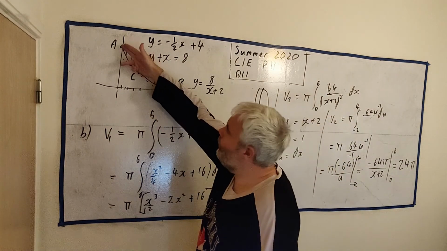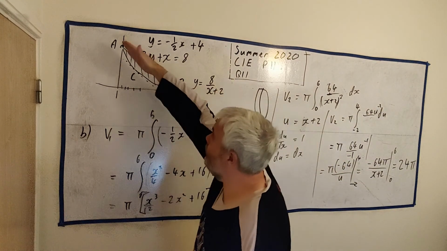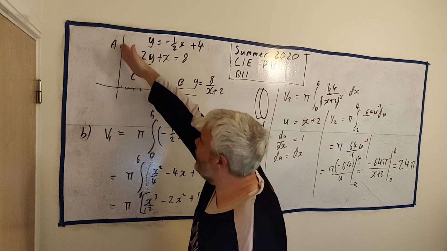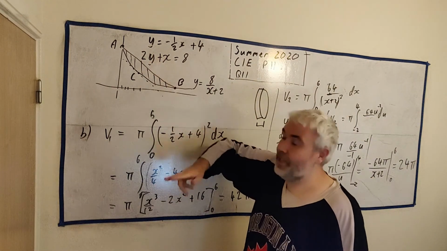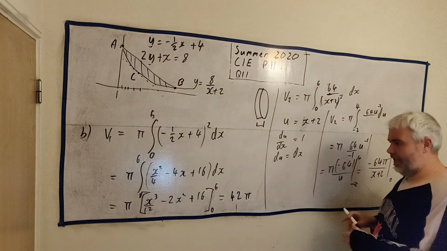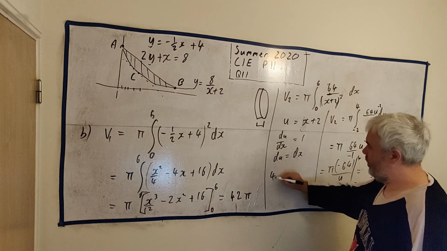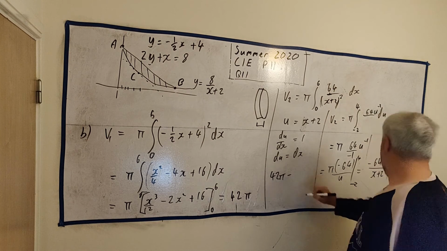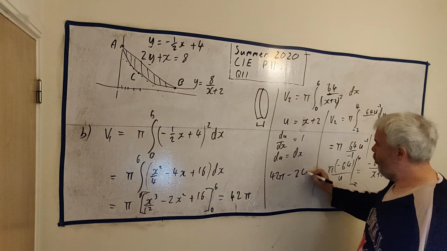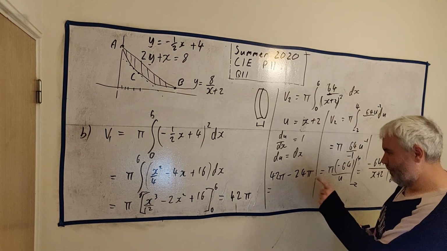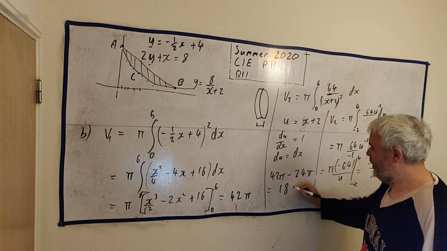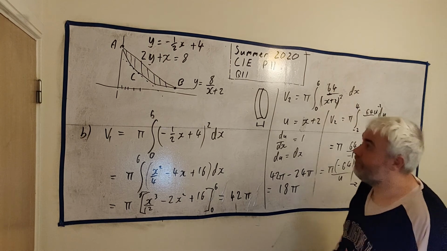So that's the volume under the curve. Volume under the line minus the volume under the curve will give us the volume of this shape here. So that is 42 pi minus 24 pi, which is equal to, let me not mess this up, 18 pi. So that's the volume of this.